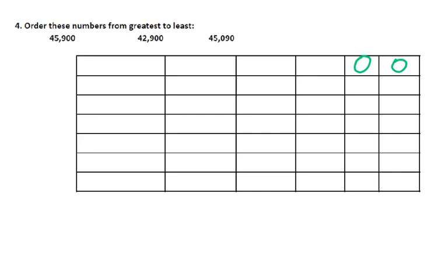I'm building my first number, 45,900. I'm going to build my second number, 42,900. Ooh, erase. And then my last number is 45,090. So I'm going to build that.